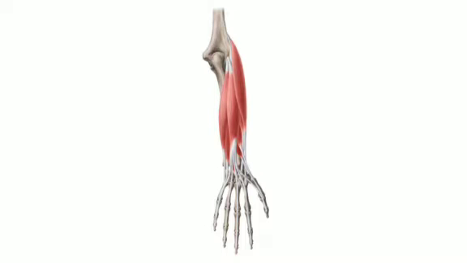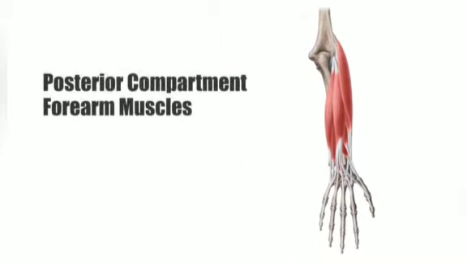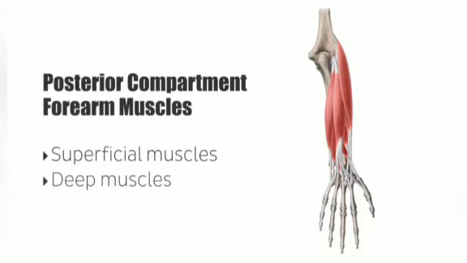And these two compartments are divided by deep fascia, the lateral deep intermuscular septum, and the interosseous membrane between the radius and the ulna. First thing I would like to say about the posterior compartment forearm muscles is that they can be divided into two categories or two groups. One of them is known as the superficial muscles, or a superficial layer of muscles. You also find a deep layer, or the deep muscles of the posterior compartment.